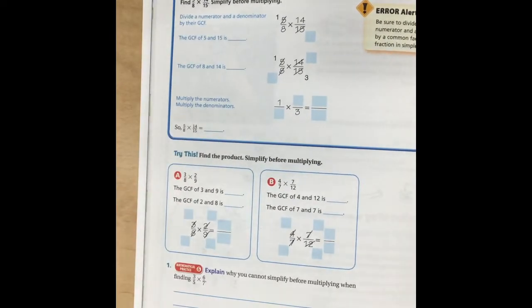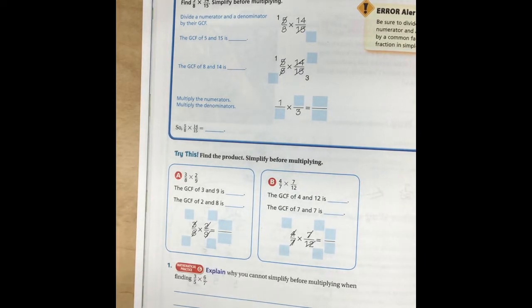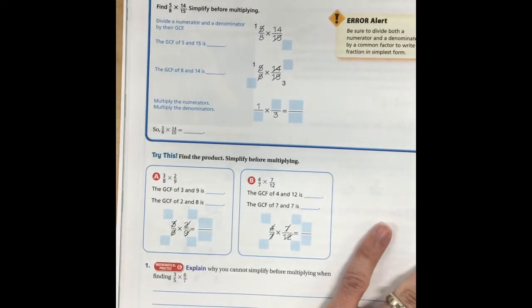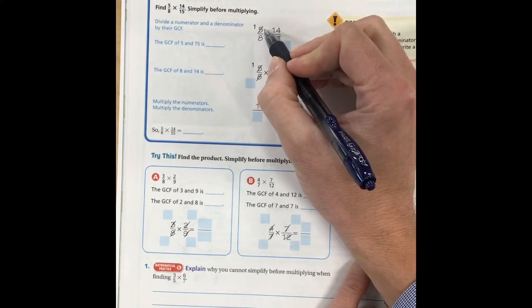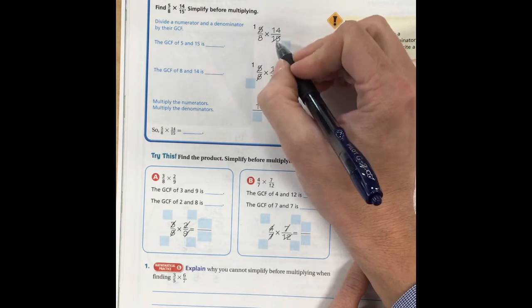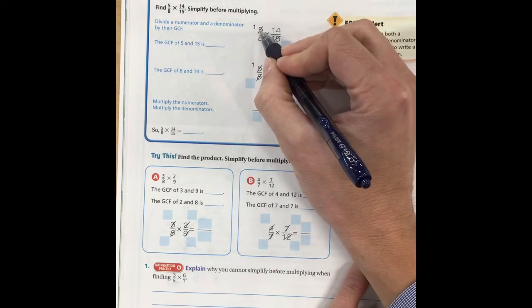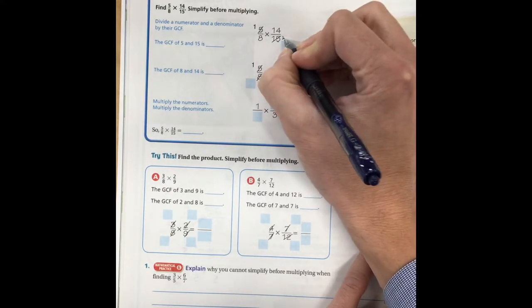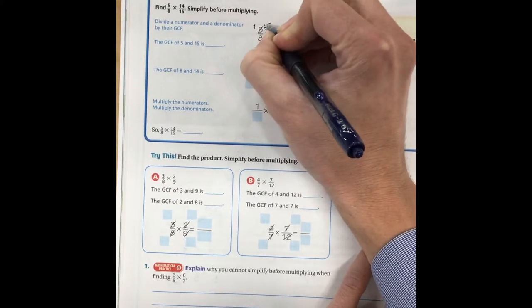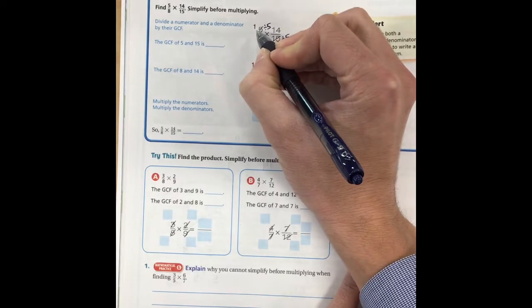Okay, so we are going to try 5/8 times 14/15, and we're going to simplify first before multiplying. Okay, so you can see here that we're going to divide the numerator and the denominator by the greatest common factor. So 5 goes into 5, and 5 also goes into 15. So I'm going to divide by 5, and you see that our book already has made this part 1.